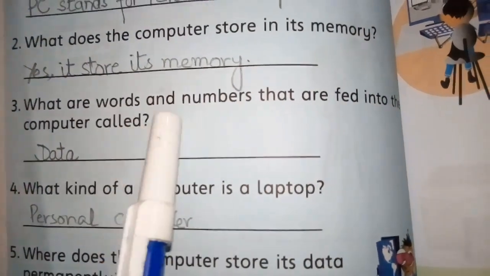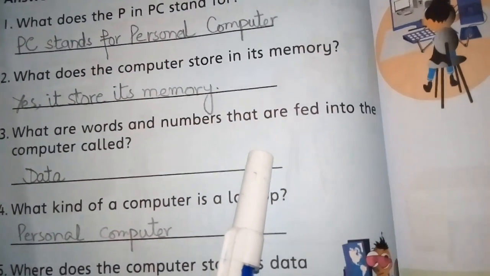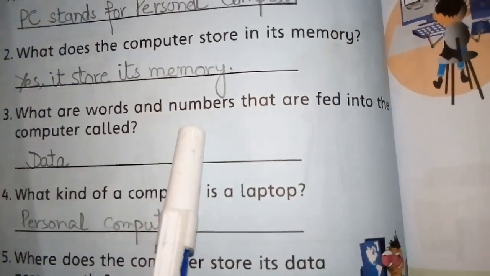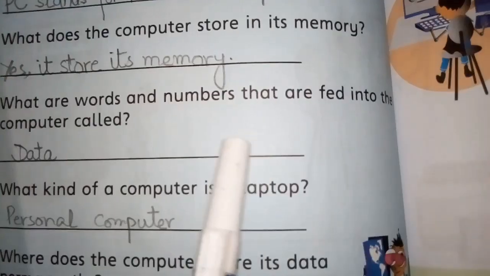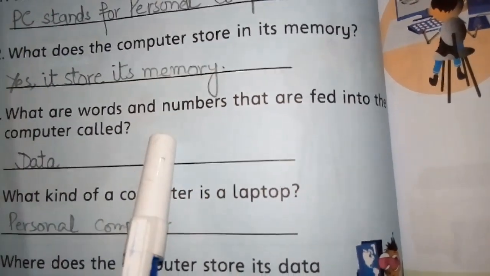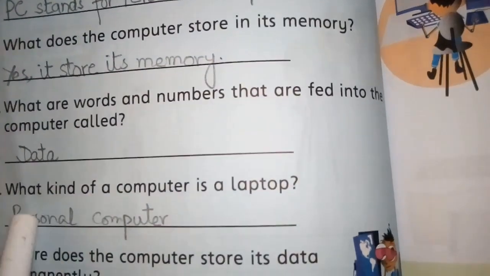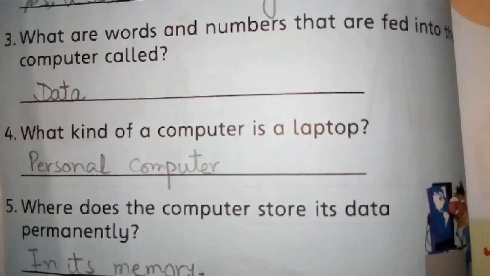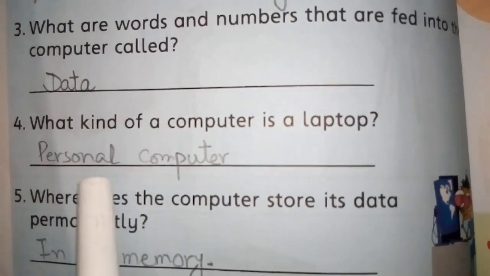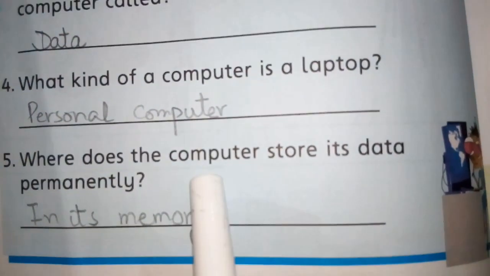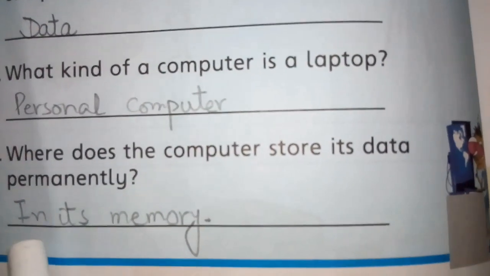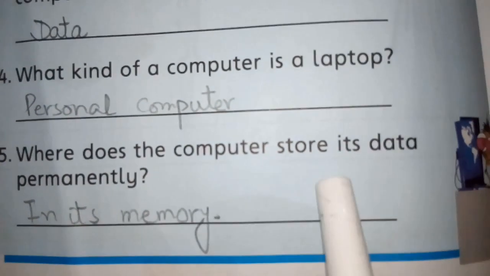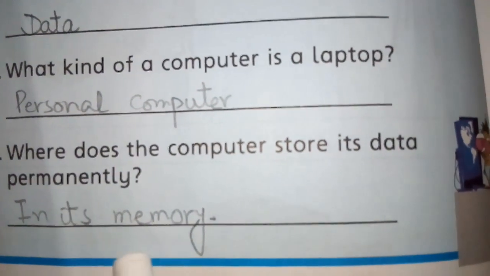What are words and numbers that are fed into the computer called? Data. Any picture, words, or numbers you are entering into the computer are called data. What kind of computer is a laptop? A laptop is a personal computer. Where does the computer store its data permanently? I have already read, in its memory. The computer stores its data permanently in its memory.